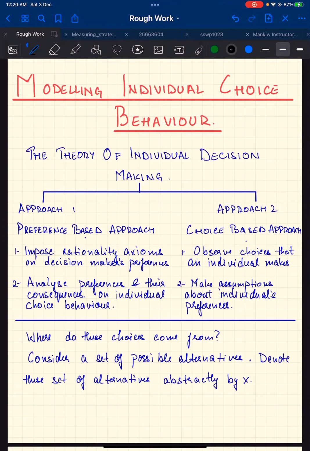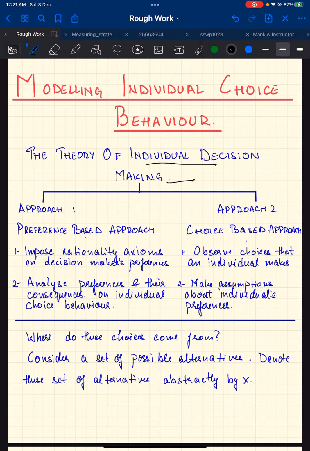Hi everyone. Today we are briefly going to discuss revealed preference. What is revealed preference? Where does the discussion come from? And where does it apply? One of the most pertinent questions in microeconomic theory is how individuals make decisions. It is this need to model individual behavior that leads us to studying the theory of individual decision making.